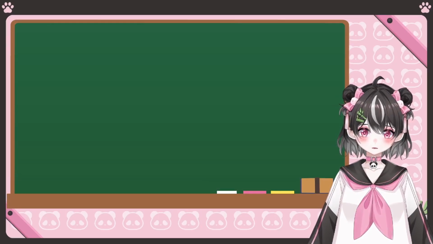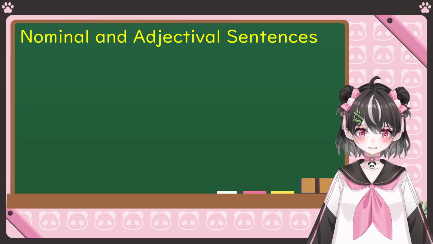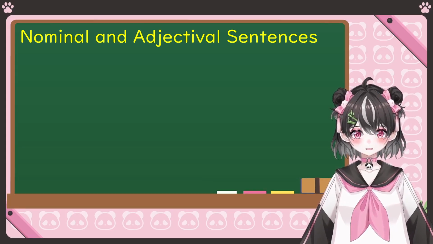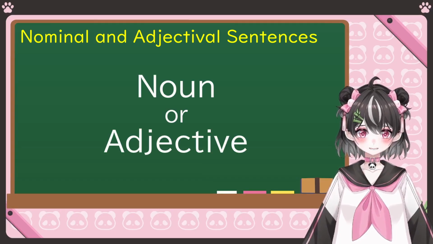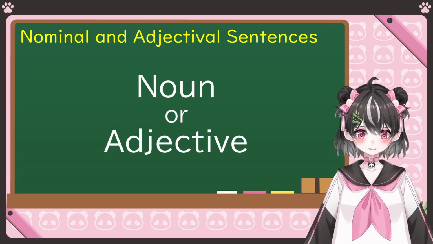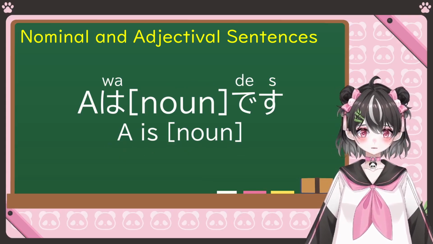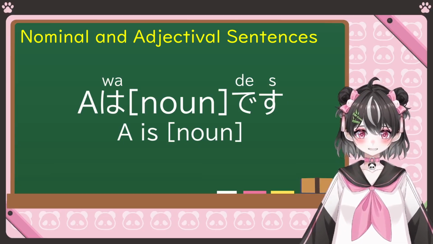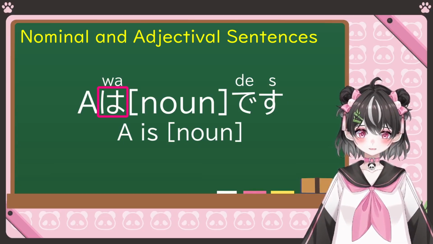Firstly, let's start with nominal sentences and adjectival sentences. As you might guess, these are sentences that use nouns or adjectives. The structure of nominal sentences is like this. A は noun です. A is noun. This は is a particle.